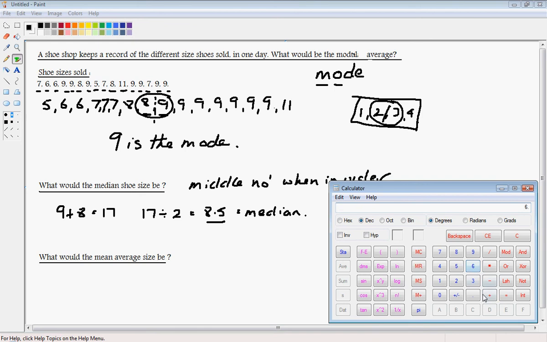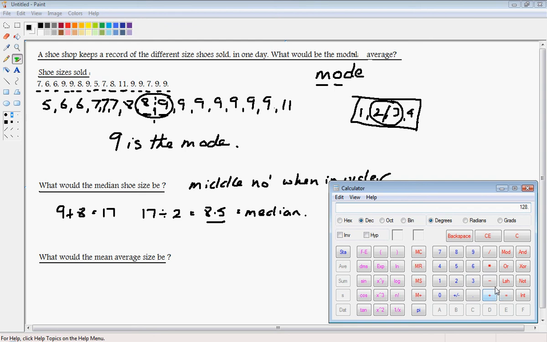So we have 5 plus 6 plus 6 plus 7 plus 7 plus 7 plus 8 plus 8 plus 9 plus 9 plus 9 plus 9 plus 9 plus 9 plus 9 and then plus 11. Okay, that gives me a number 128.